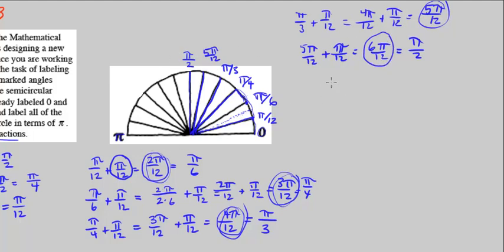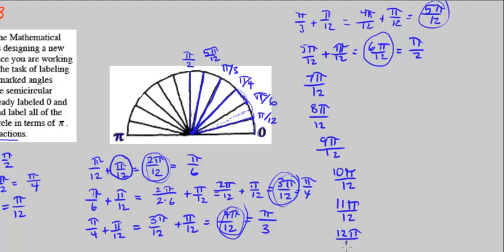We keep simplifying those. So I know the next one's going to be 7 pi over 12, and then 8 pi over 12, then 9 pi over 12, then 10 pi over 12, 11 pi over 12, until I get to 12 pi over 12. Okay, so that's going to be the last one. And I know 12 over 12 cancels out, so I'm just going to get pi. 7 pi over 12, can we simplify that? No.